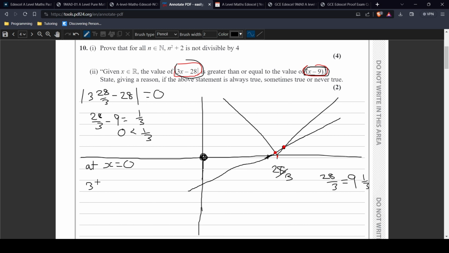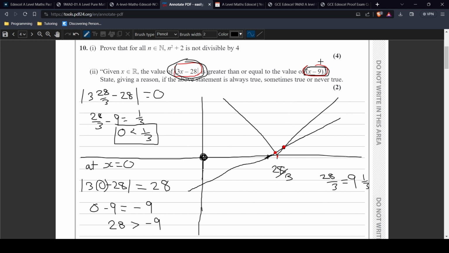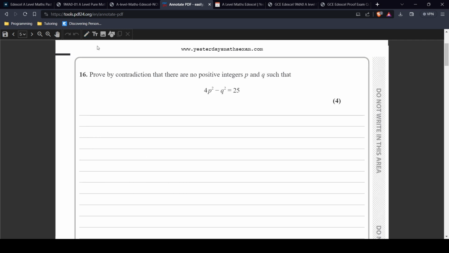our first one will become 3 times 0 minus 3 times 0 and then minus 28, and then the modulus of that is 28. But the other graph at x equals 0 is 0 minus 9, which is minus 9. So then 28 is bigger than minus 9. So we've shown that at some points this is greater than that, and at other points it's smaller. Okay, now the last one we're going to cover today is this.